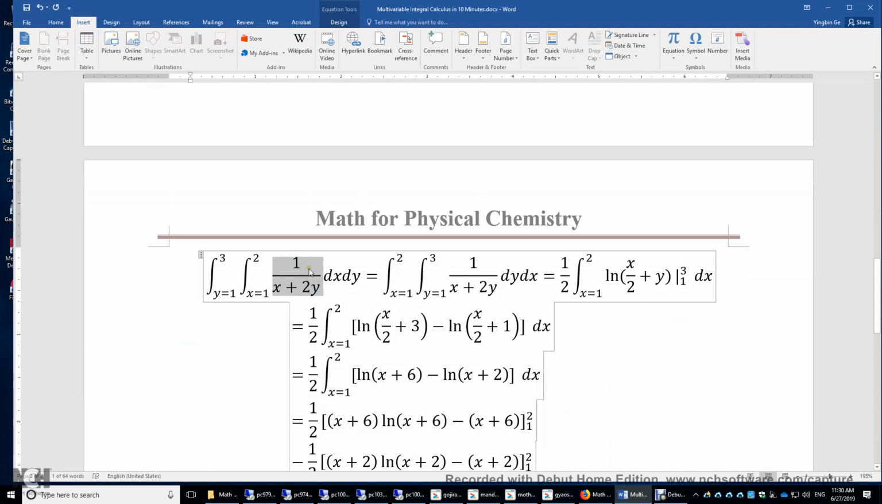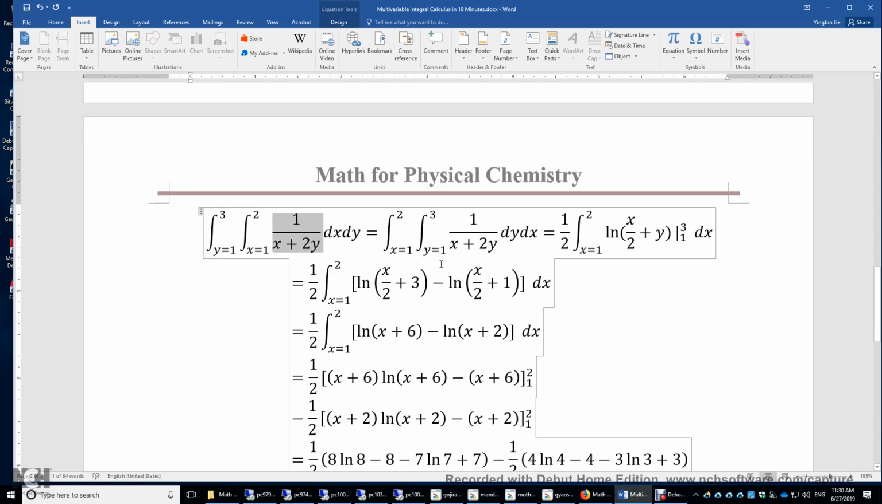We can integrate this function with respect to y first. So we swap y and x, and we're going to integrate this function with respect to y first by holding x constant. When x is a constant, we're just evaluating the integral of 1 over 2y plus a constant. So what we need to do is we take this 1/2 outside the integral, and then inside you have just 1 over y plus x over 2. And again, treat x over 2 as a constant. Therefore, the integral is just the logarithm of y plus x over 2. And we plug in the lower limit and upper limit. We got this function here.